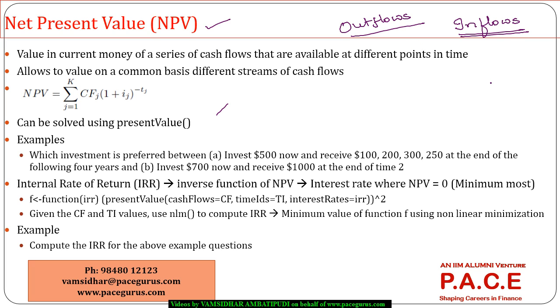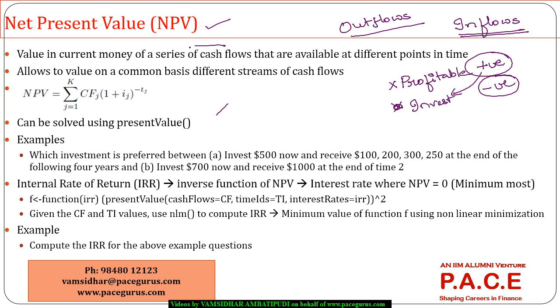It could be a positive. If it is positive, it means net inflows are higher than the outflows. If it is negative, it means outflows are higher than the inflows. So when the outflows are higher than the inflows, obviously it's not a profitable investment. So I should not invest in that particular project. Whereas if it is the other way, if the net flows are positive, then I should look at investing in that particular project. So that's how I can talk about the net present value.